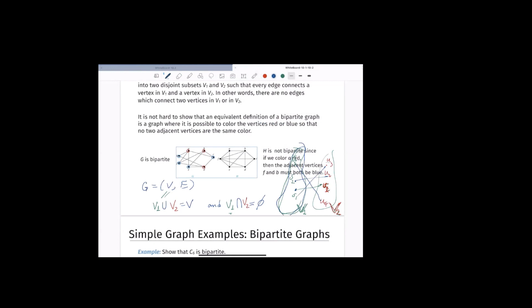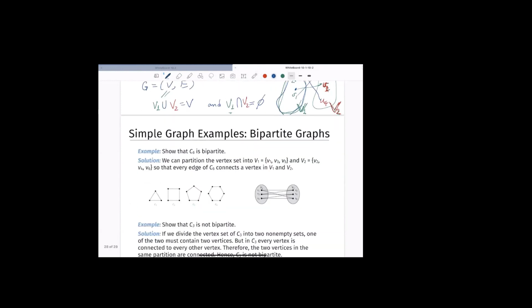Anyway, we'll see examples, so please don't think that I'm splitting hairs. It's kind of like that's what it is. Okay, so here's an example.